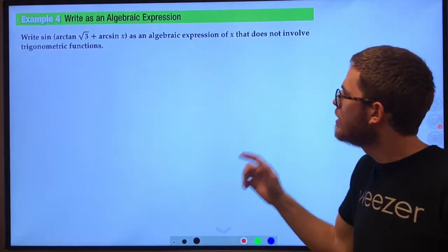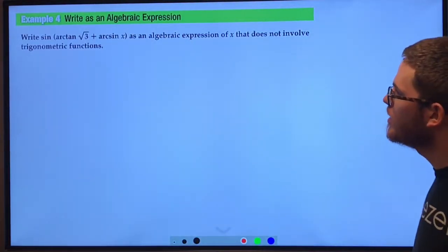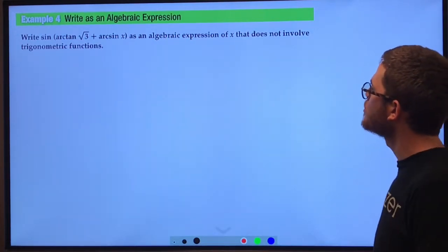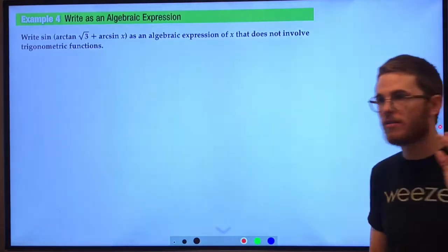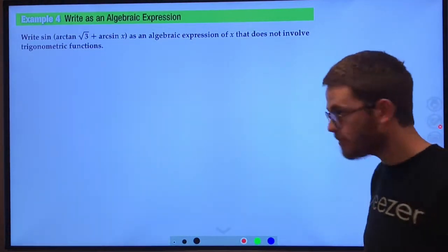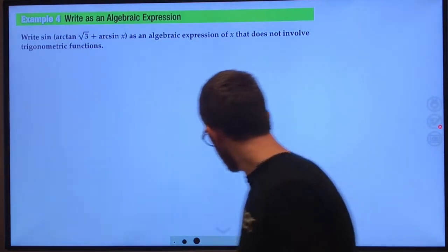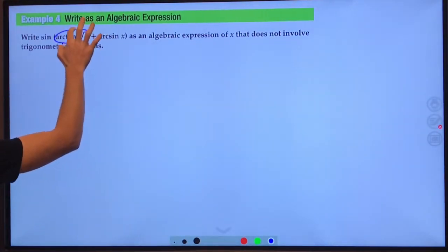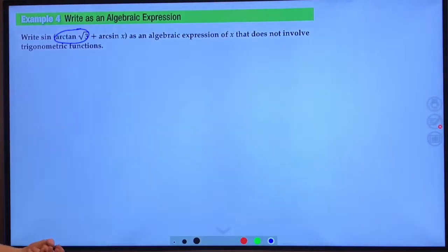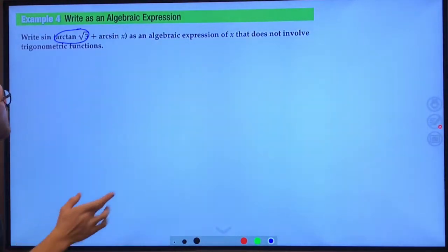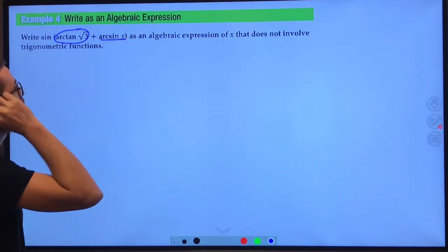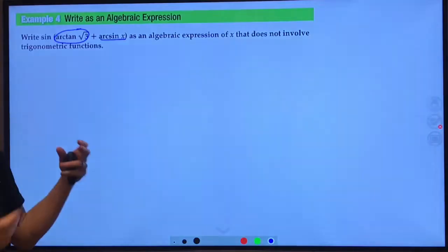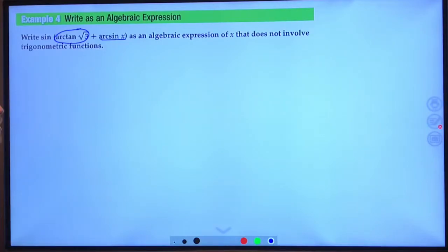It says write sine of arctan root 3 plus arc sine of x as an algebraic expression of x that does not involve trig functions. All right, well, first of all, I want to know, can we find arctangent of square root 3? I think we can find that. And can we find something to replace arc sine of x with? Can we start from the inside and work our way to the outside? That's what I want to do.